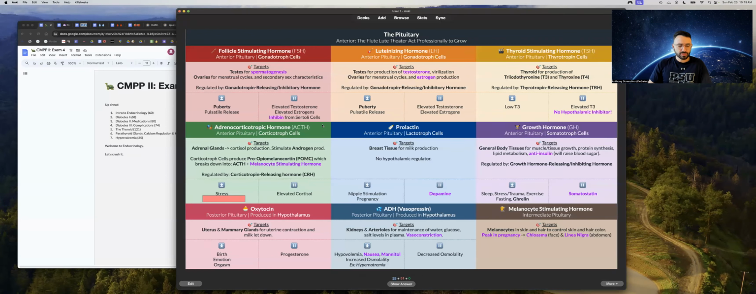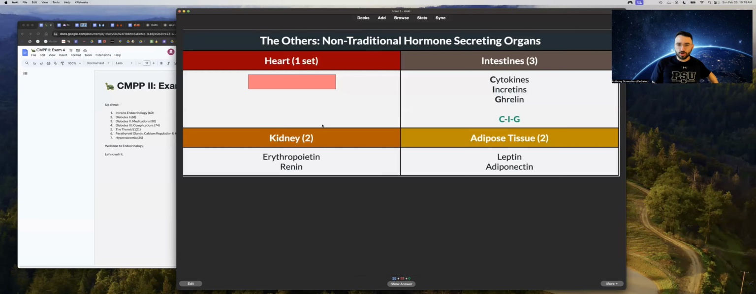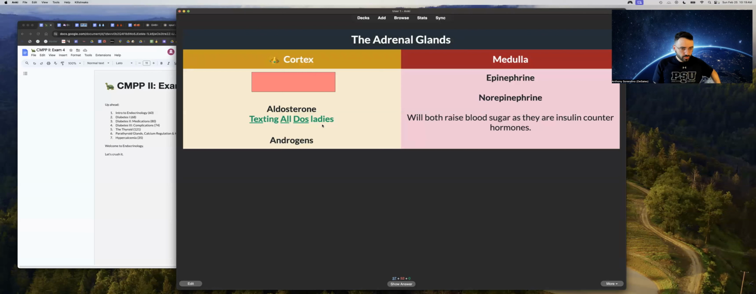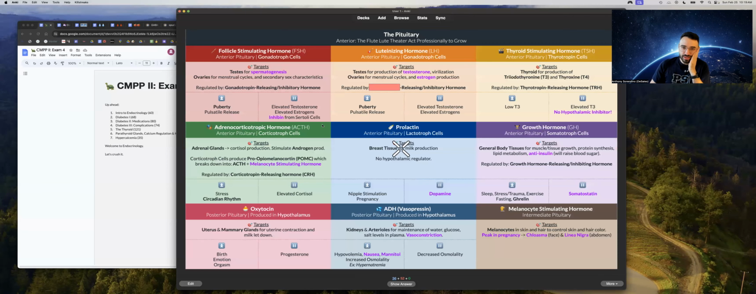ACTH, what upregulates it? Stress and glucagon? Oh, circadian rhythm. Sure. Heart, maybe that has something to do with melanocyte, the melanocyte part of that. That makes sense. Heart is just going to be your natriuretic peptides like BNP. Cortex, aldosterone, androgens. What's missing? You were just looking at it. Doesn't it start with a C? Cortisol.